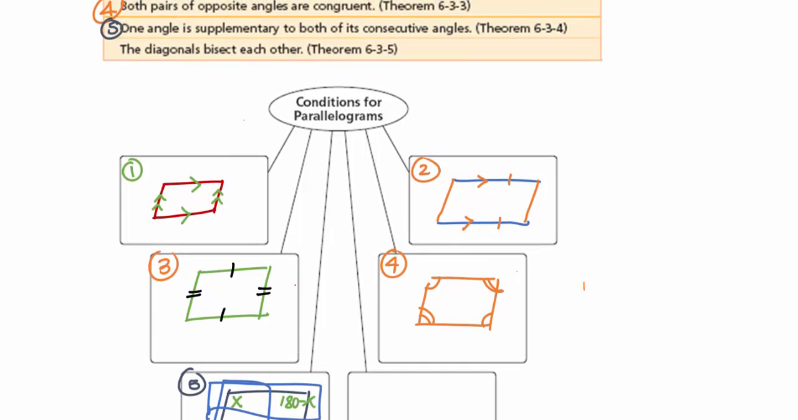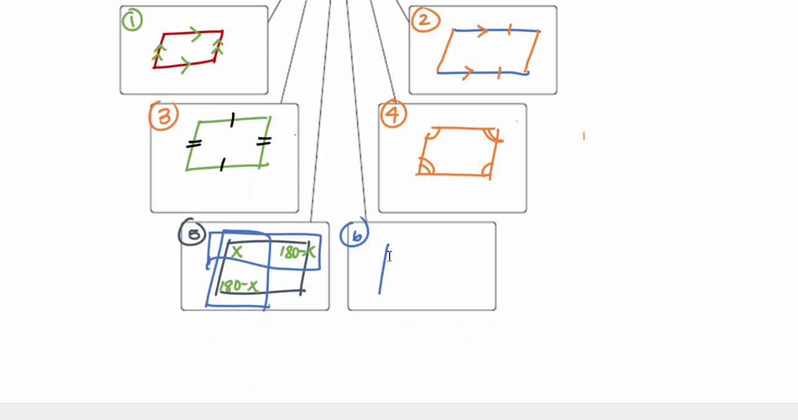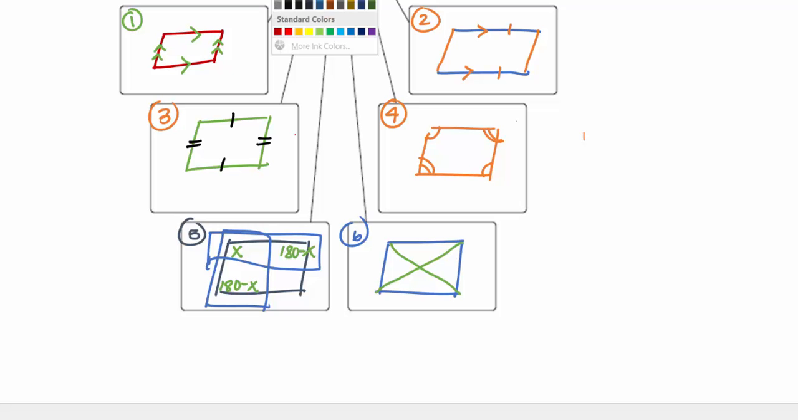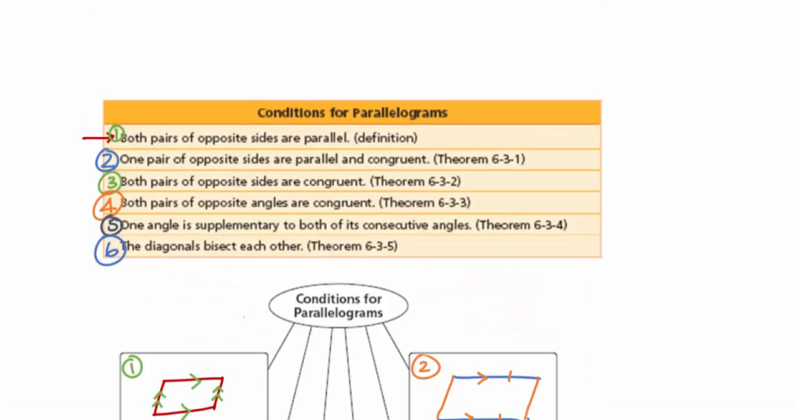And finally, the last one, number 6, is when the diagonals bisect each other. So again, if you are given a quadrilateral and you have diagonals that go through it, and then they tell you that this is congruent to this, and this part's congruent to that part, then it must mean that they bisect each other and you have a parallelogram.